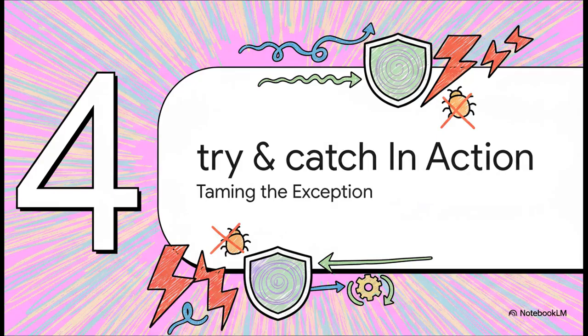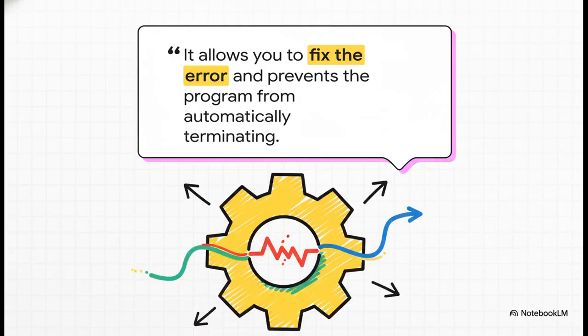All right, enough theory. Let's get our hands dirty. It is time to take that code that crashed on us and, well, tame it. We're going to use the tools we just learned to turn what was a fatal error into just a little bump in the road. And just to be clear why we're doing this, it's for 2 huge reasons. First, it gives you a chance to actually fix the problem on the fly, maybe by using a default value or something. And second, and this is huge, it stops the program from crashing. That means a way better, way more stable experience for whoever is using your application.